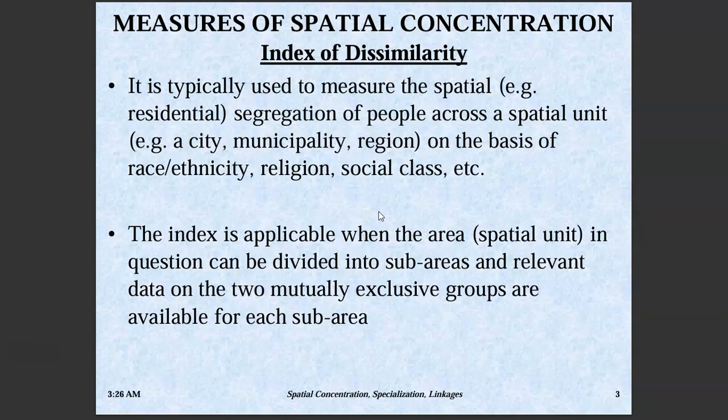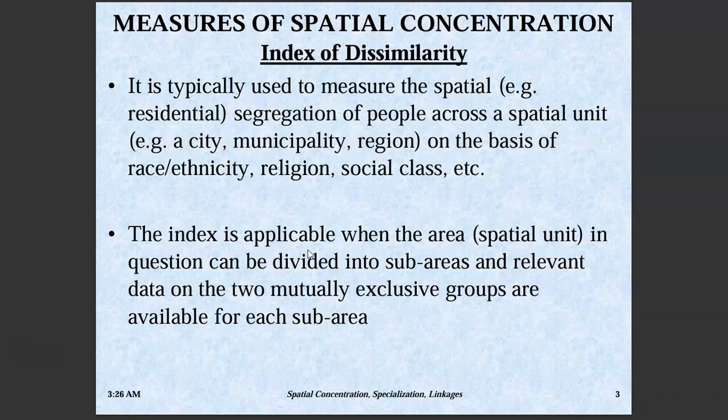It is typically used to measure the spatial segregation of people across a spatial unit. This spatial unit could be a community, a town, a city, or a metropolis, on the basis of ethnicity or social class or any particular characteristic. Going back to the example, religion would be Christians and non-Christians. This index is applicable when the area in question can be divided into sub-areas and relevant data on the two mutually exclusive groups are available for each sub-area.